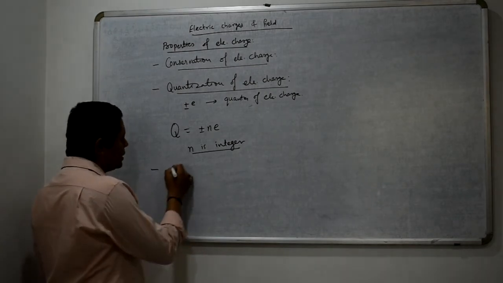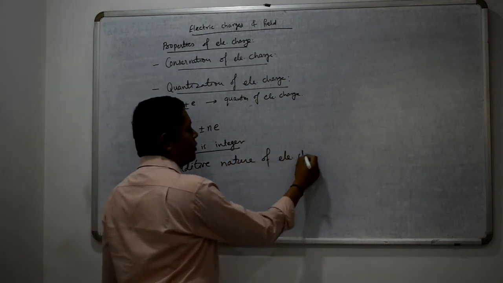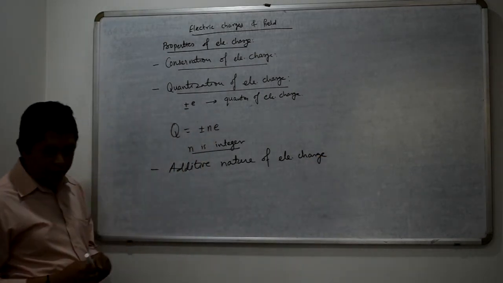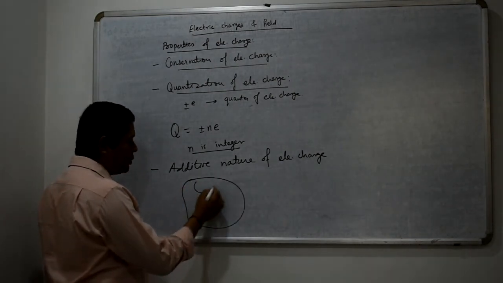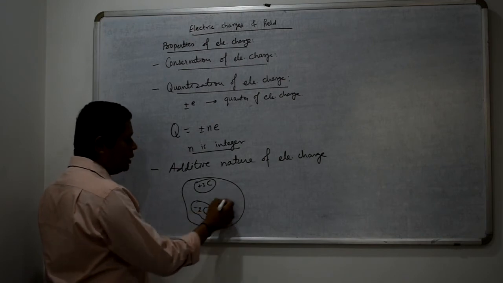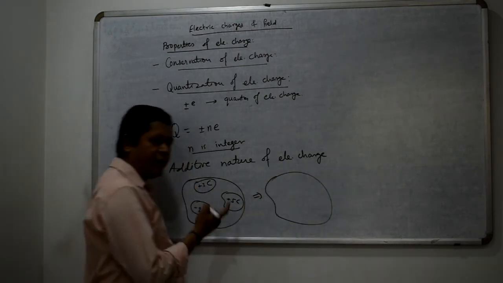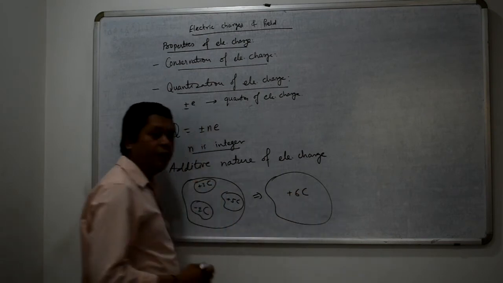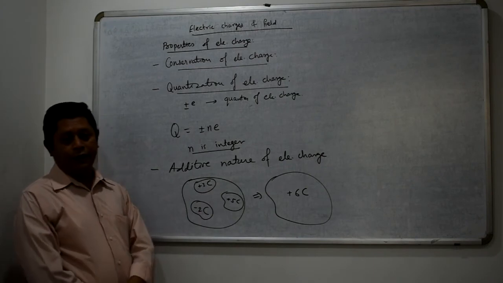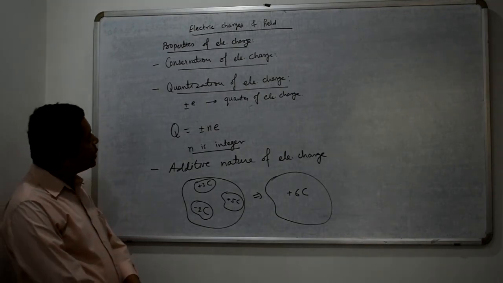And one more property is the additive nature of electric charge. We know that charge is a scalar quantity. Suppose this is a body on which, in different regions, the charge is, let's say, plus 3 coulomb in this region, minus 2 coulomb in this region, and plus 5 coulomb in this region. What is the net charge of this body? The net charge will be 5 plus 3 minus 2, that is plus 6 coulomb. This is what we say, additive nature of electric charge: it is an algebraic sum, because charge is a scalar quantity. So these are the properties of electric charge.